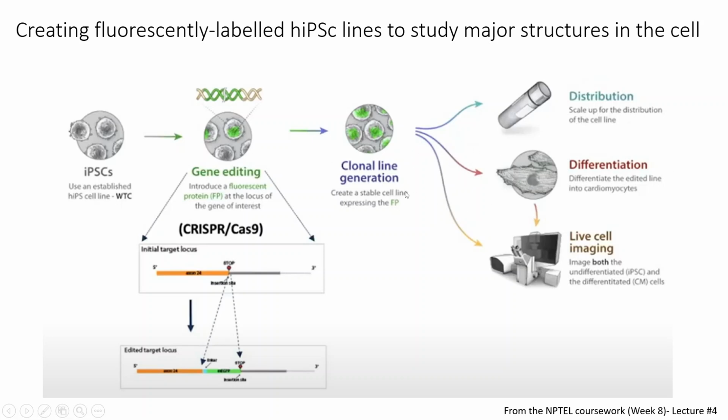So now I have cardiomyocytes that are going to last for quite some time, and they have fluorescently labeled microtubules. So that makes things a lot easier, right, than going to a human and taking out their cardiomyocytes. And of course, they can scale up for the distribution of the cell line. So if they want to sell it or distribute it to other scientists who want to do this kind of study.